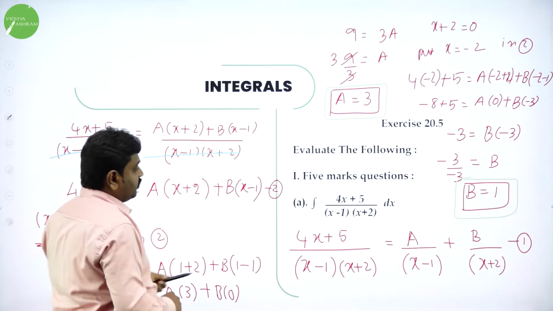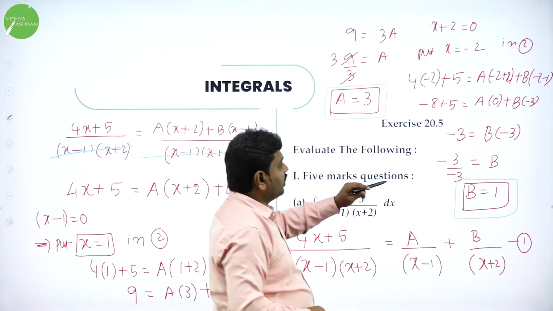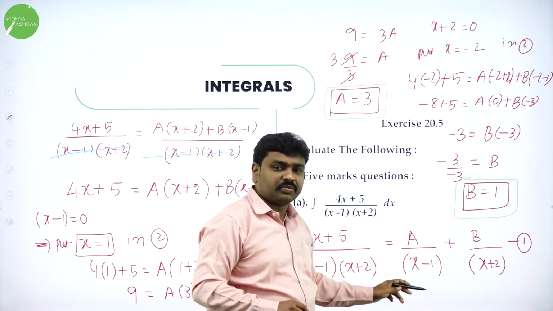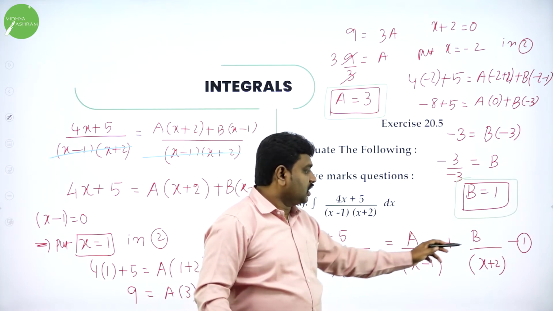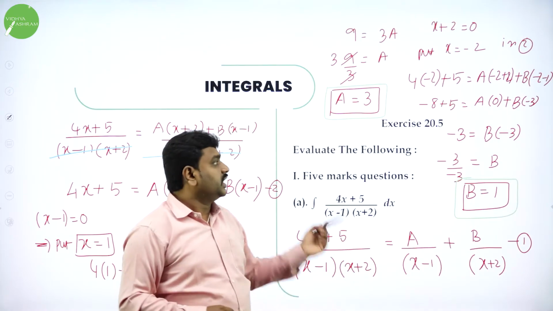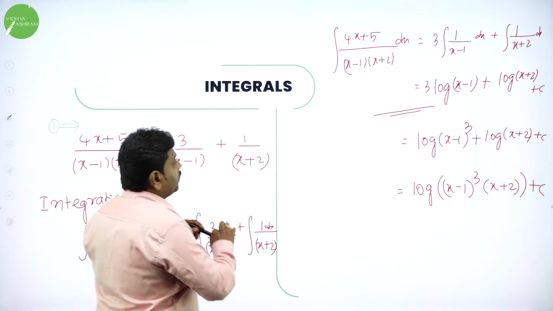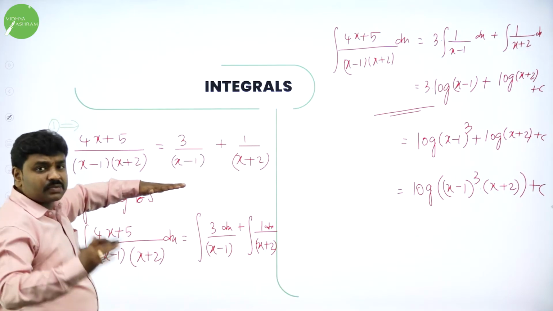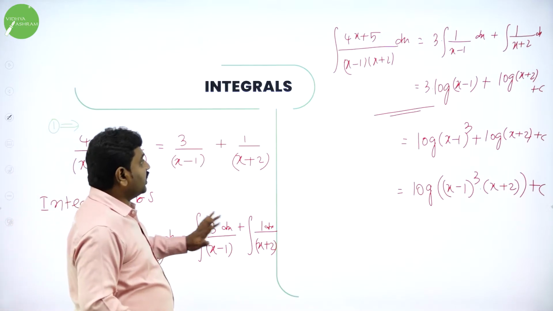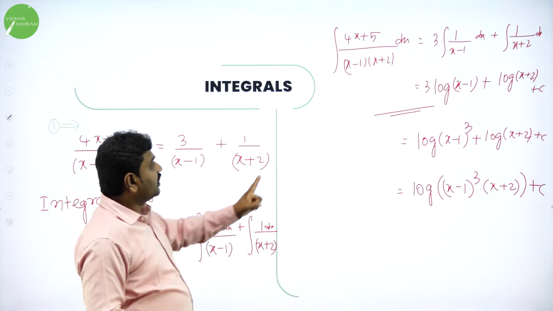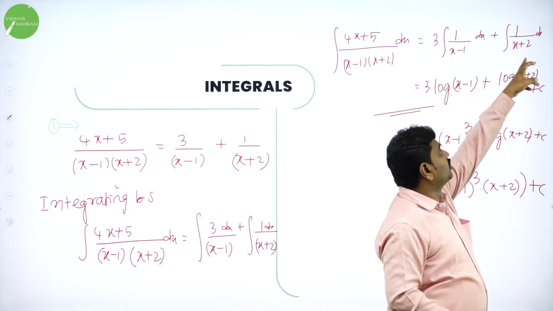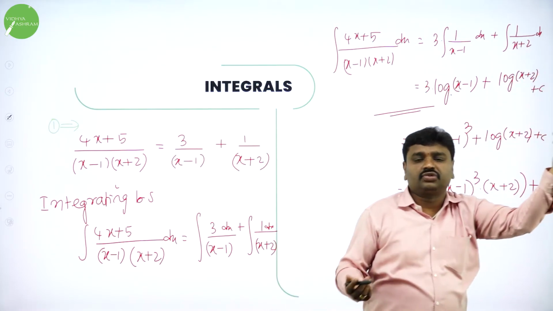So you can see, first we found out a and b. A is 3 and b is 1, and we substituted a and b. Then we integrate. Integration of 1 by x minus 1 is log of x minus 1, and 3 is constant, take it out. Integration of 1 by x plus 2 is log of x plus 2. Integration is simple. Till this part it is partial fraction, 80% is partial fractions. Then integrating, 3 is constant, and integration is one step. Integration of 1 by x minus 1 is log of denominator. Integration of 1 by x plus 2 is log of denominator, log of x plus 2 plus c.